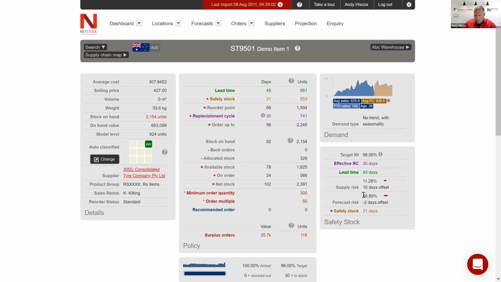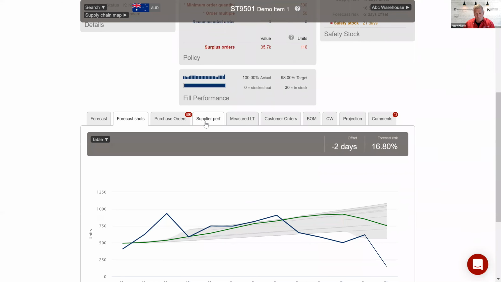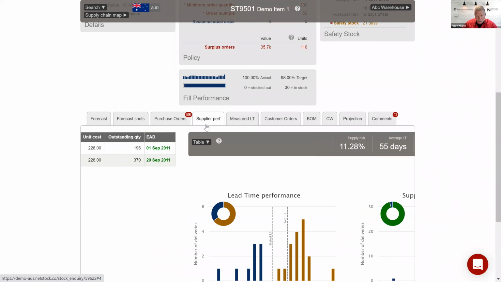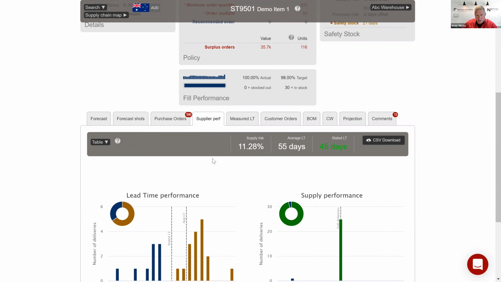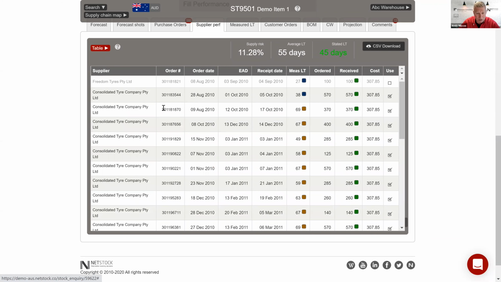We do the same thing on the supply side. So here we can see to get to the ABC warehouse from the Consolidated Tire Company, it takes 45 days to get that stock. So let's have a look, because from day one, once we connect to your XO World, we get all of your data and we can immediately assess the delivery performance of every item at every warehouse automatically. So here we think we get this product in 45 days, but actually it's more like 55. And we can see we've had a number of late deliveries, 17 late, 9 early, and we've also had a short supply.